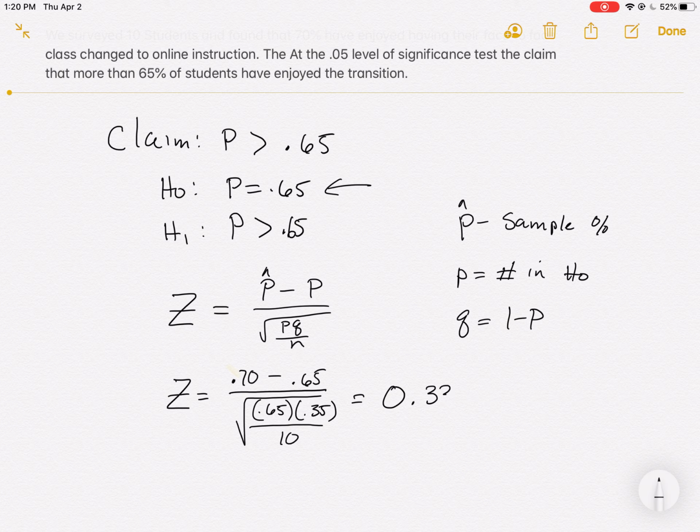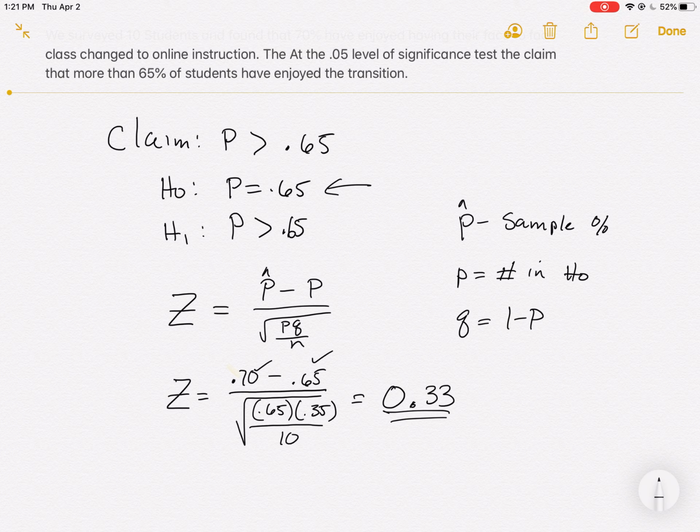0.331. And so we're going to round all z values out to 2 decimal places, right? Because of the limitations that are in the chart. That is how you calculate the test statistic. What it is, is a measurement of how far 70% is away from 65%. And so what we're finding is it's not very far away at all. It's only a third of a standard deviation.